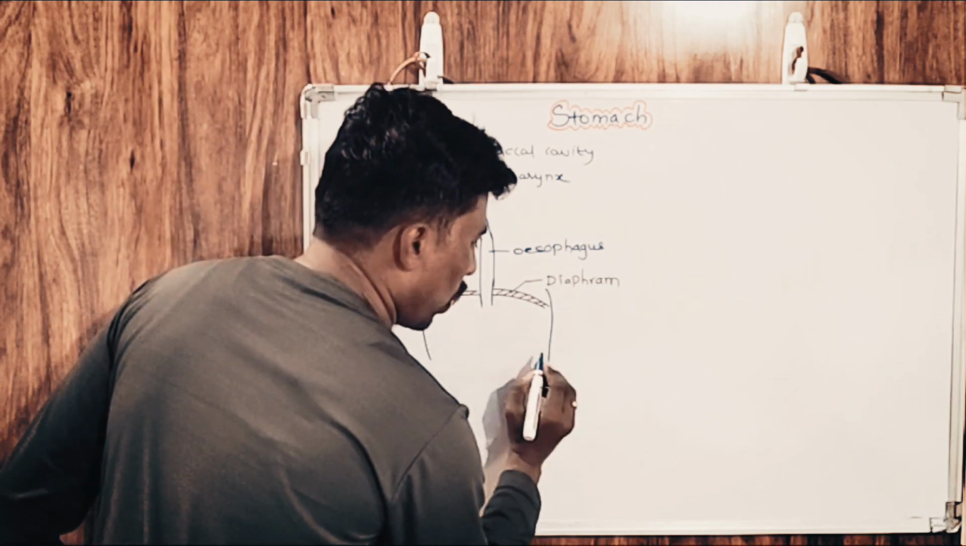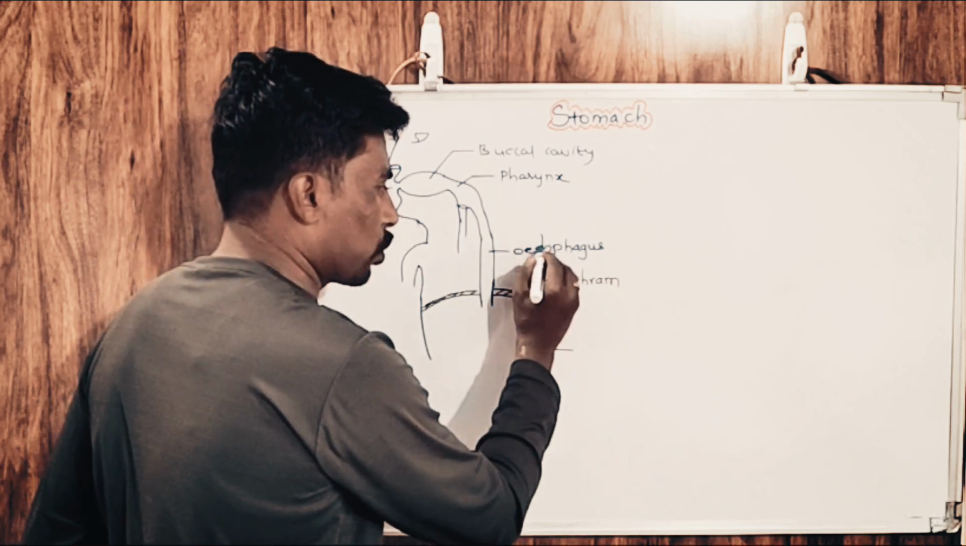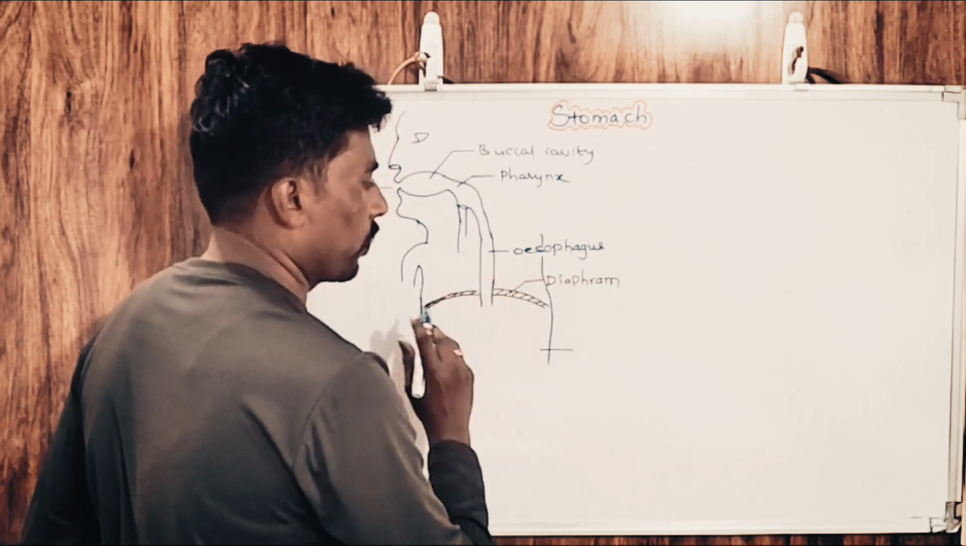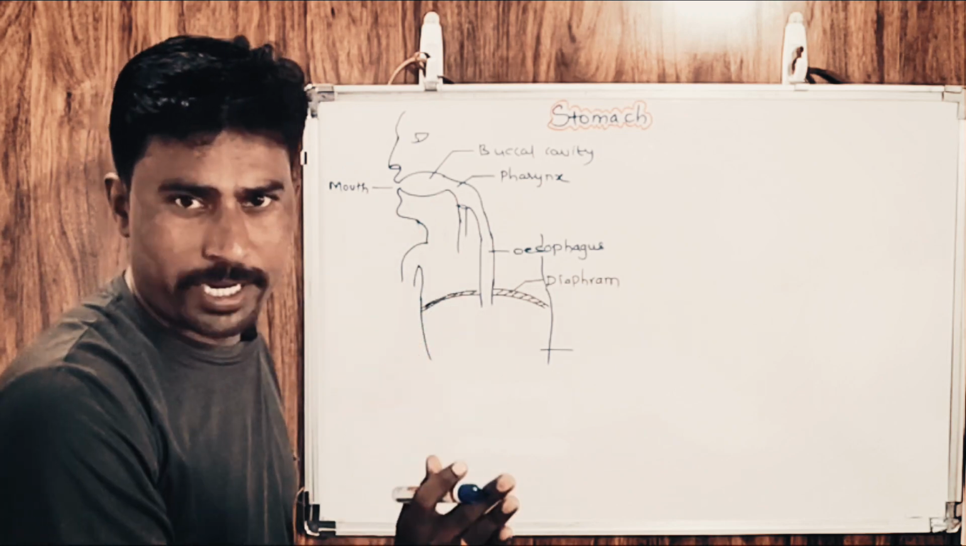So here I have shown the cavities we have. There are two cavities actually in our body. The upper cavity is known as the thoracic cavity.